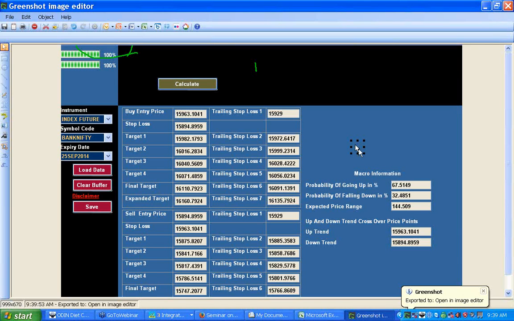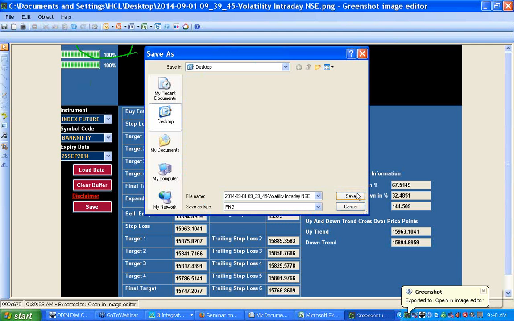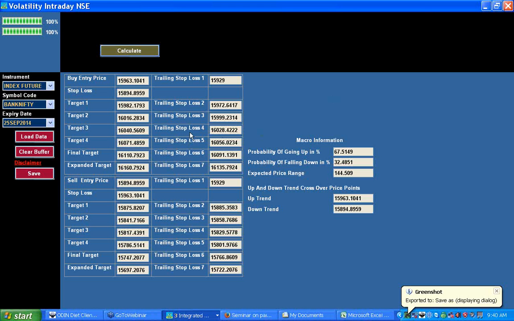So these are the Bank Nifty levels we are getting, and if you are taking note of these levels, just take a note of this: 15,963, stop loss 15,894, and these are the targets for Bank Nifty.